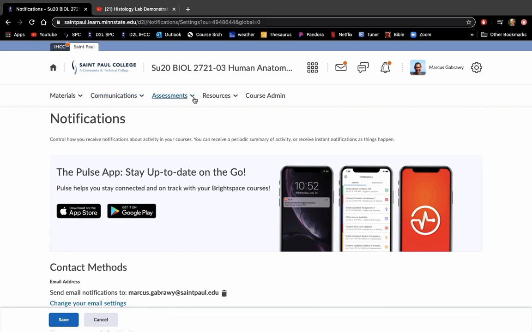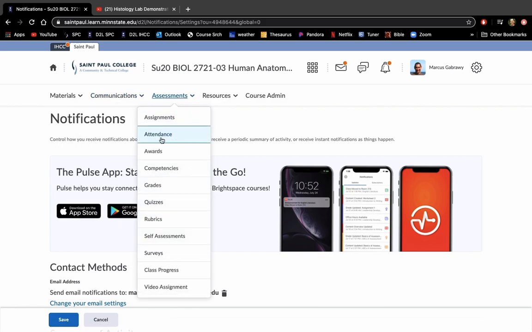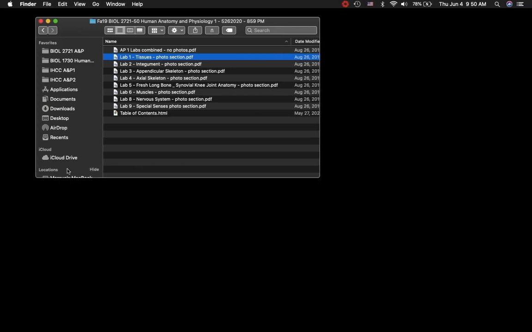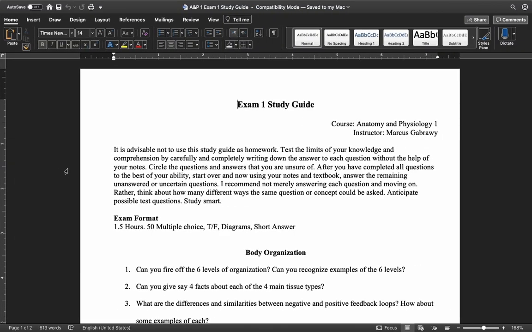Also, in assessments, you can check your grades here. Quizzes, this is where you'll take all your quizzes, and that's pretty much all I can think of.